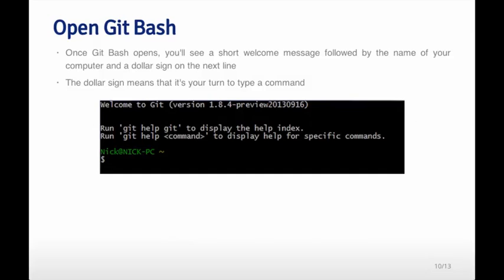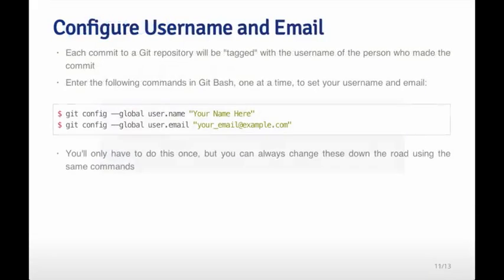Once you have Git Bash open, you'll see a short welcome message followed by the name of your computer and a $ sign on the next line. The $ sign means that it's the prompt, like you've seen in the command line interface lecture. So it's your turn to type a command.